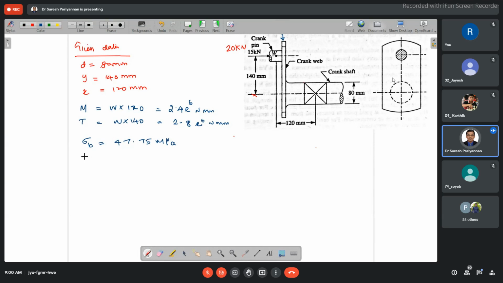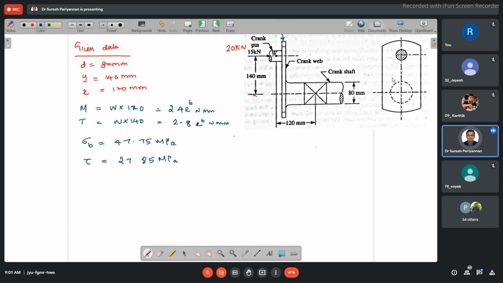And tau due to the torque transmitted. Tau is nothing but, you know the formula, right? 16T by pi d cube, from the governing equation T by J is equal to G theta by L is equal to tau by R. From those relations, we can find the shear stress, 16T by pi d cube. Then from this, we are able to find that the shear stress is 27.85 megapascal.